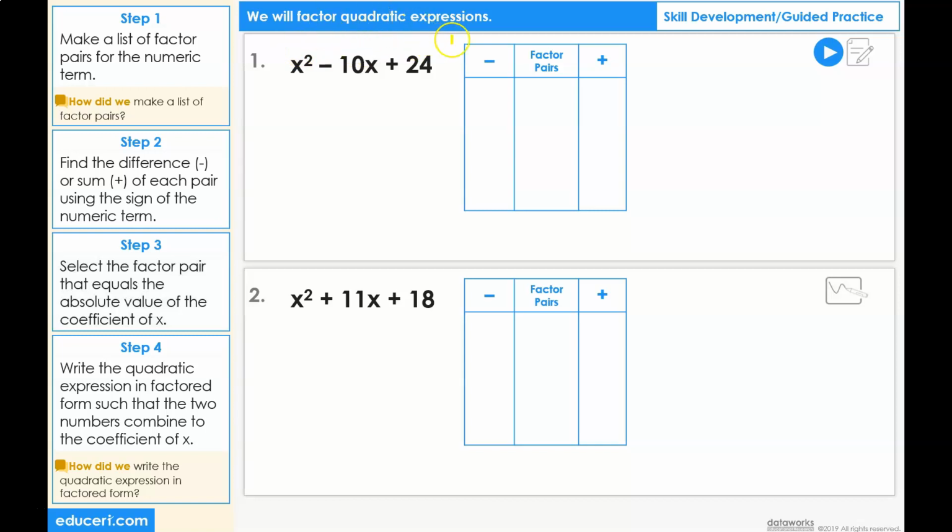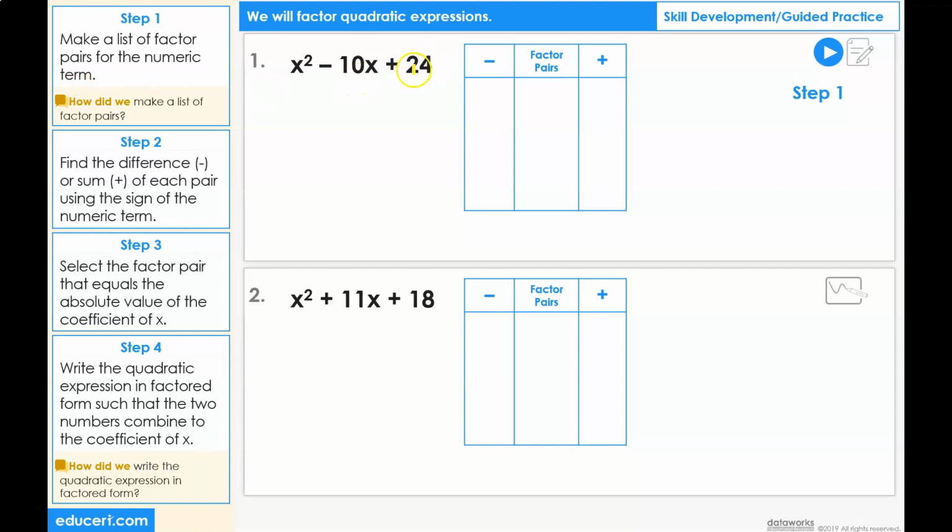Let's factor quadratic expressions. Problem number 1. The quadratic expression is x squared minus 10x plus 24. Step 1. Make a list of factor pairs for the numeric term.